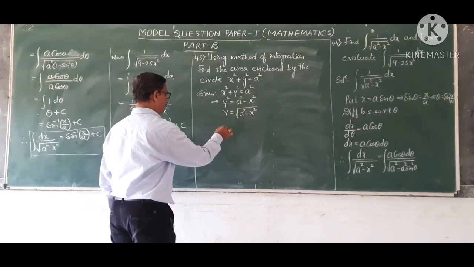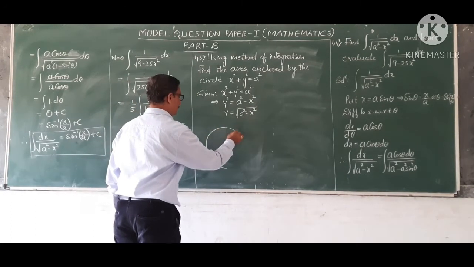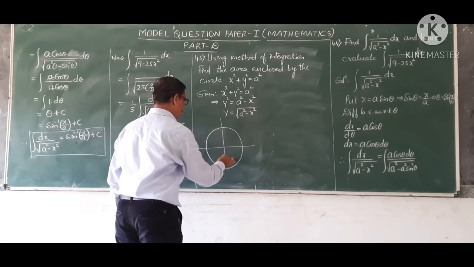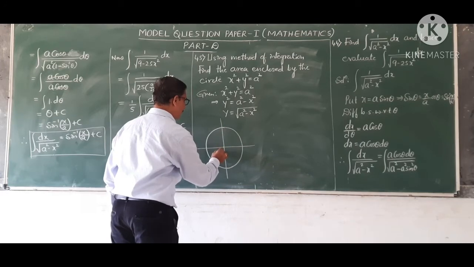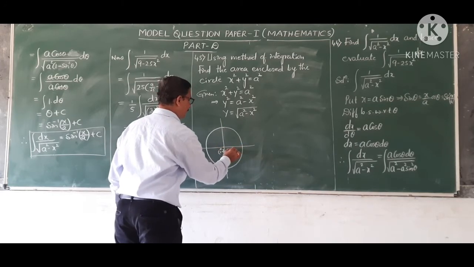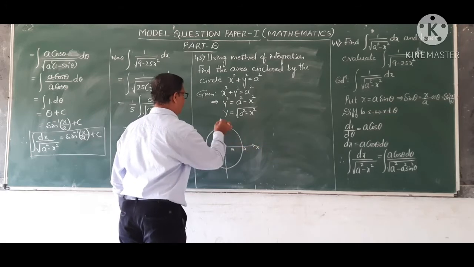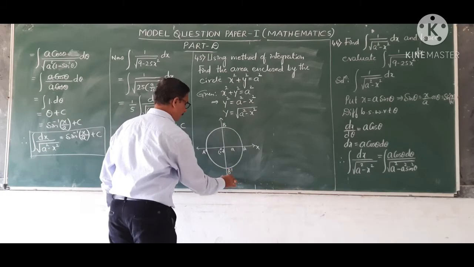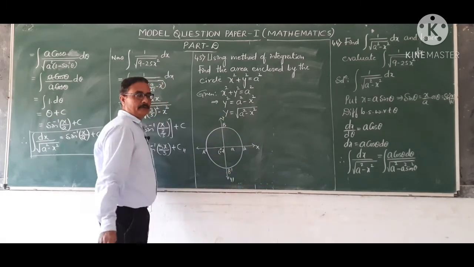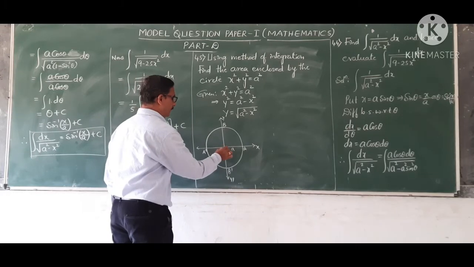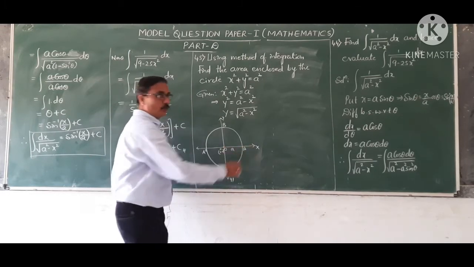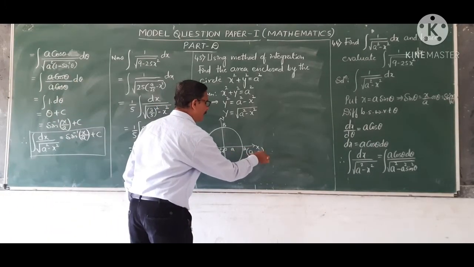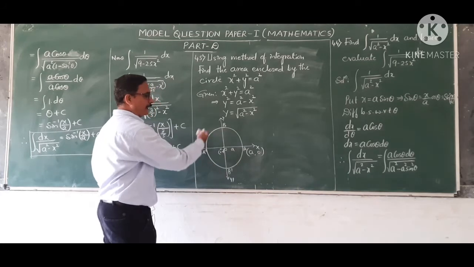Now here consider a circle. x square plus y square equal to a square represents the equation of a circle with center at origin and radius a. The circle cuts the x-axis at A and A dash, y-axis at B and B dash. Now here center is at origin, radius is a. Since OA lies on which axis? X-axis. What are the coordinates of point A? A comma 0.